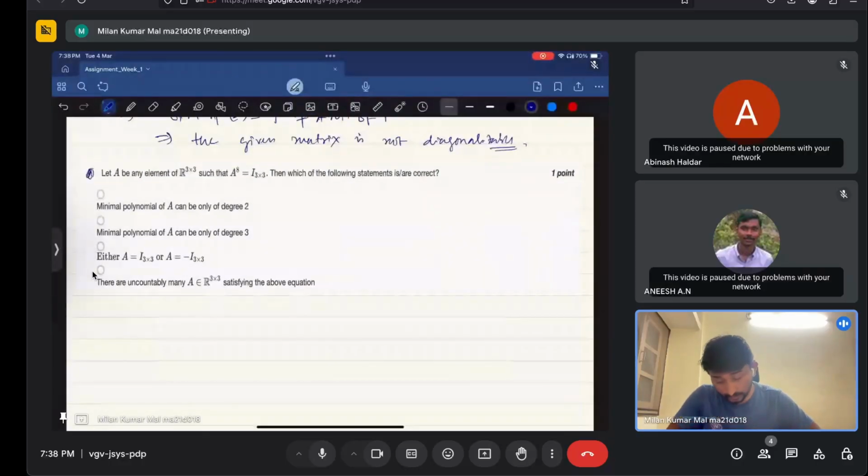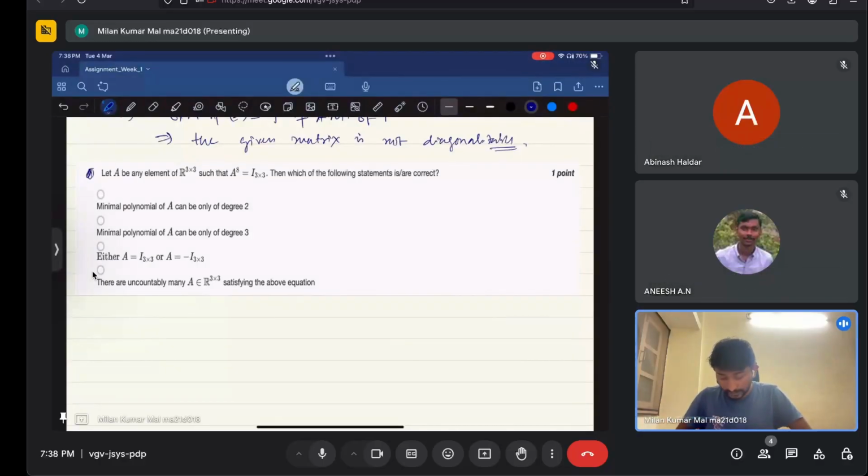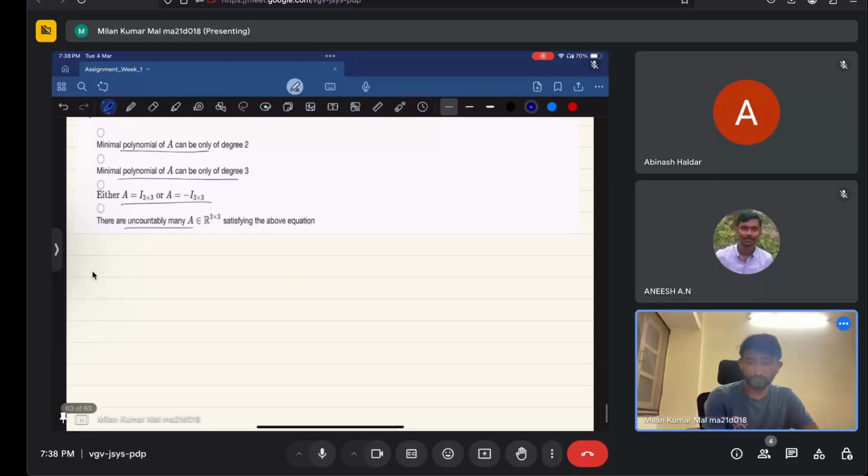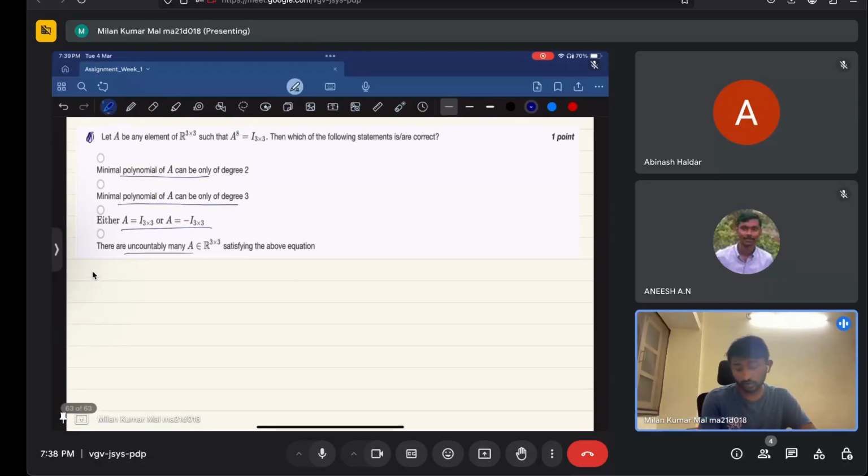So this is another problem. Let A be a 3 by 3 matrix for which A to the power n equals identity. It is asking which of the following statements is or are correct. Okay, the options: the minimal polynomial of A can be only of degree 2; the minimal polynomial of A can be only of degree 3; or there are uncountably many A satisfying the above equation. Okay, so let's check one by one. If we try to find what the minimal polynomial is, then the options will be clear.